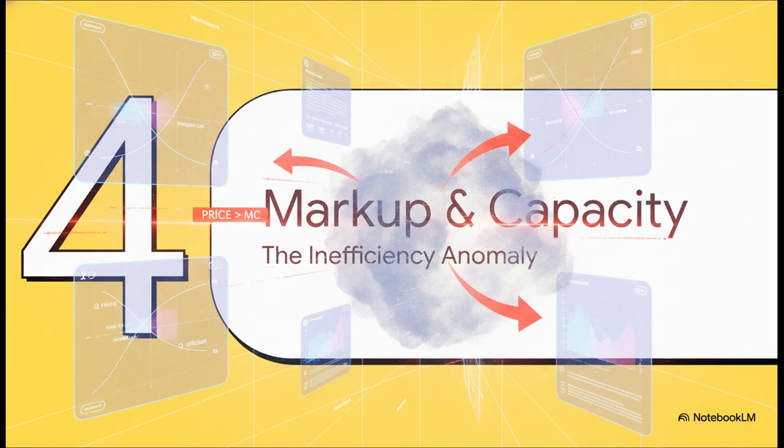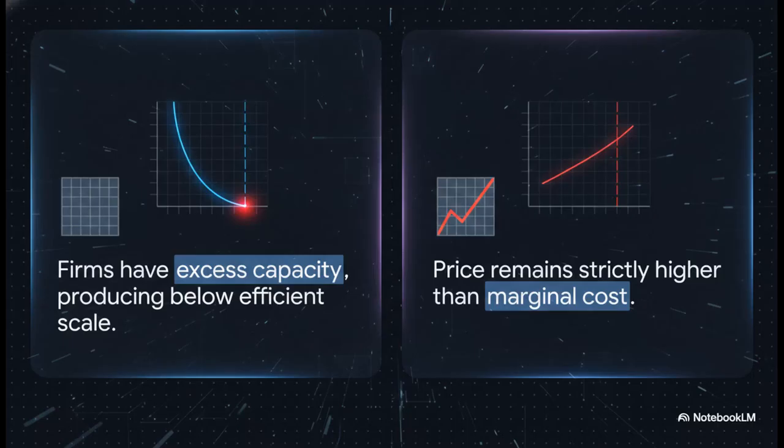All right, Section 4, markup and excess capacity, the inefficiency anomaly. So here's the catch. While this zero profit equilibrium sounds fair and perfectly balanced, it's actually technically inefficient. We've got two structural quirks going on here. First up, firms operate with what economists call excess capacity. Instead of producing at the absolute lowest point of their average total cost, their most efficient scale, they produce less. They just sort of hang out on the downward-sloping portion of the curve.